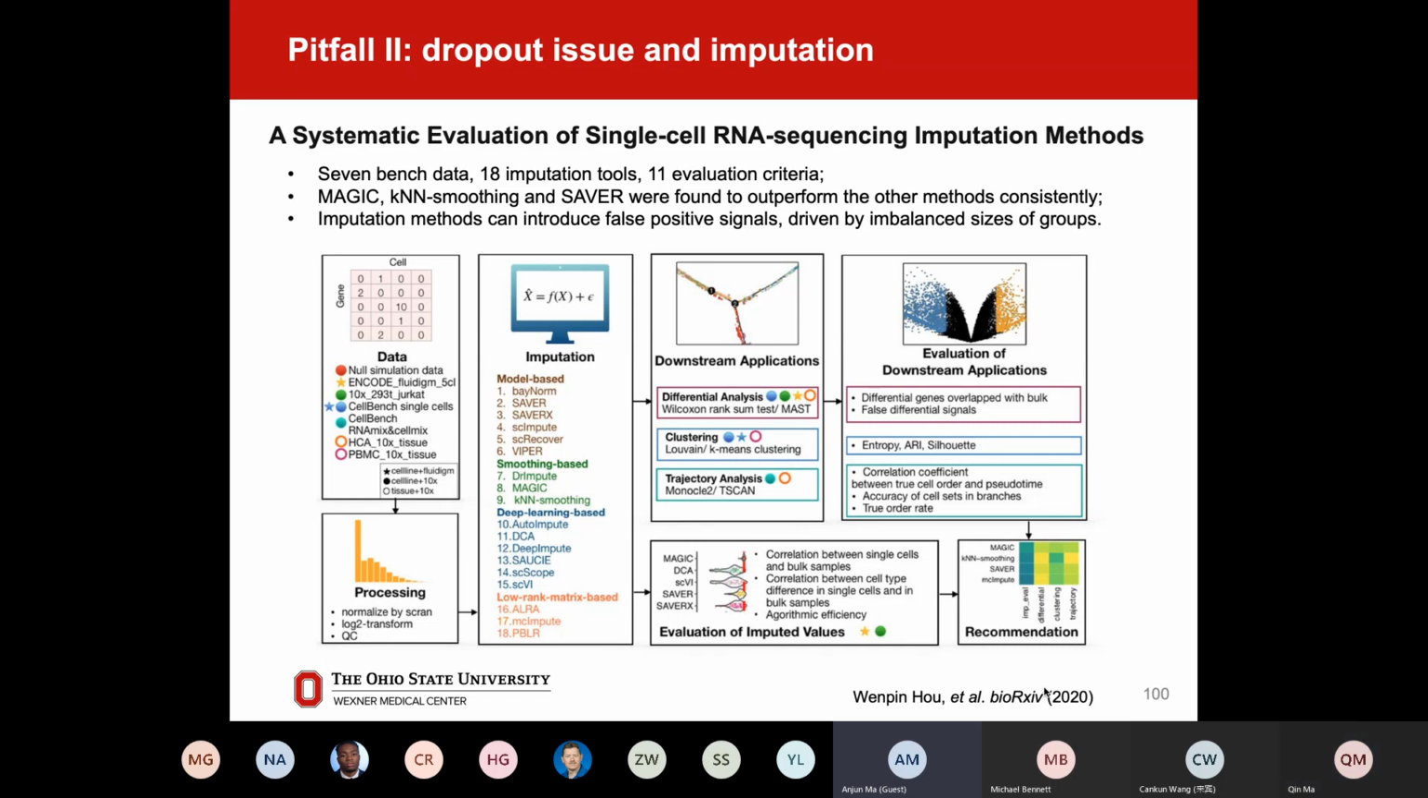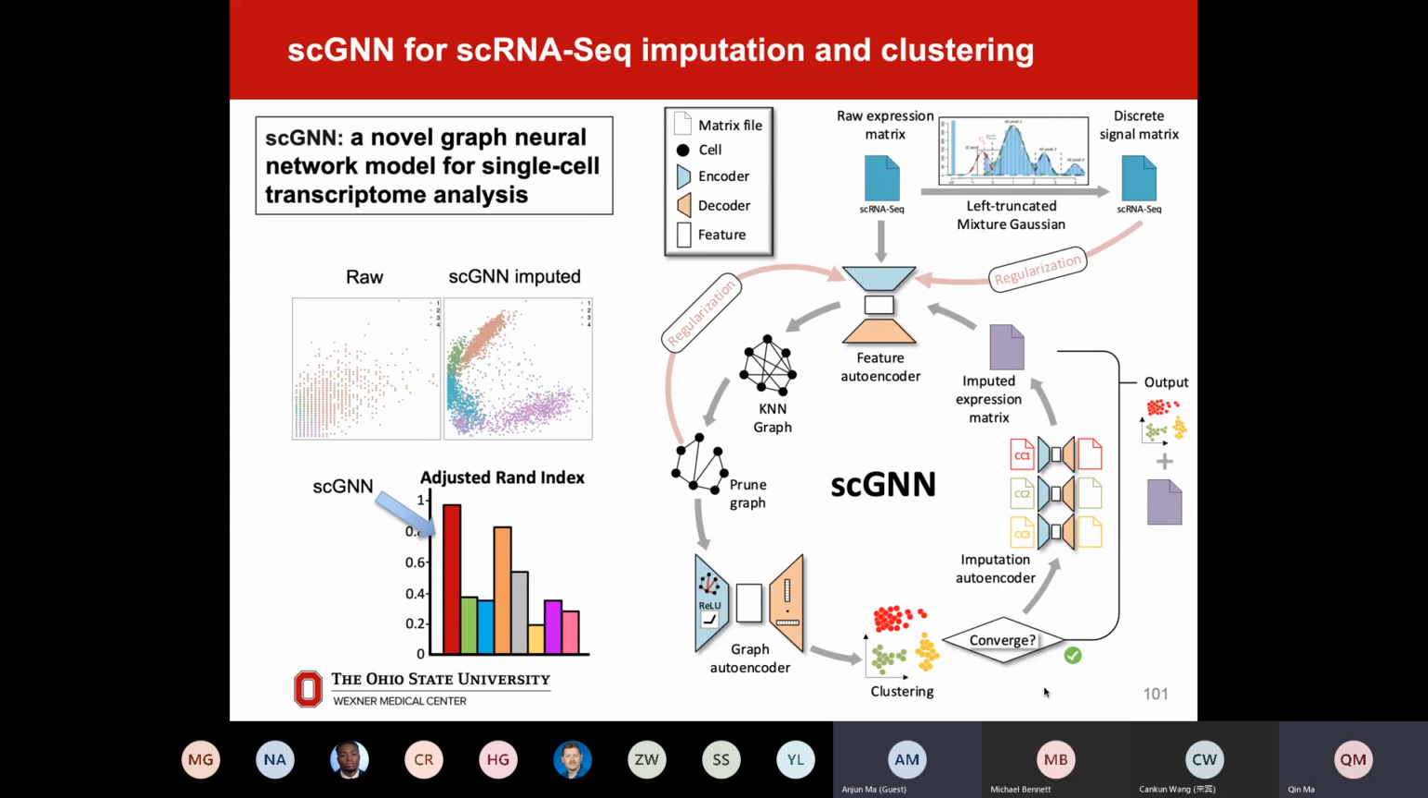That's one of the reasons why it has a higher false positive ratio than other methods. So considering that the dropout issue is still an ongoing problem that needs to be solved, we are now developing a new computational method that uses a graph neural network to model the single-cell RNA-seq data. Here we use a strategy that considers the cell type or the cell clusters in the imputation. The hypothesis is that imputation should be performed both inside each cell cluster and for the overall cells.